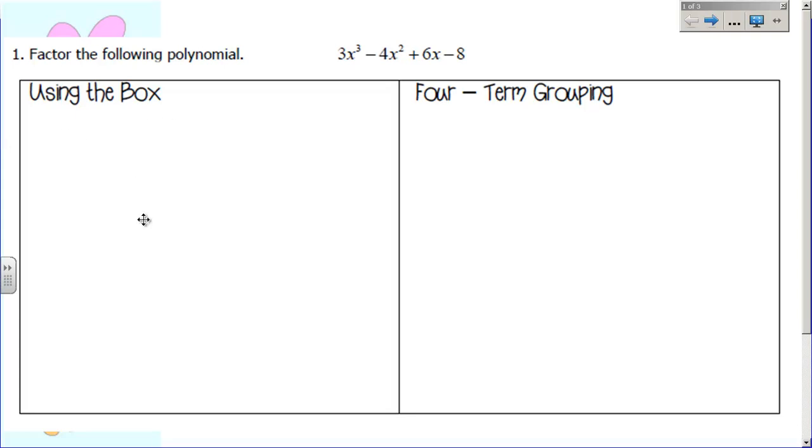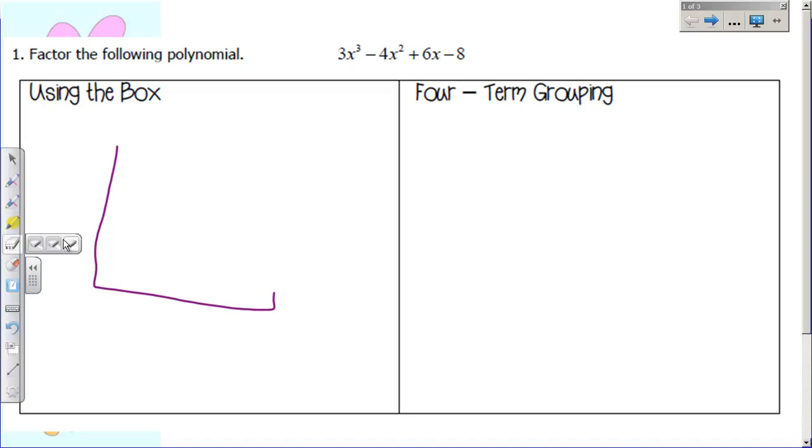So I'm going to do the first example using both methods so that you can see they always get you to the same answer, and then the next few examples I'll alternate back and forth. Using the box method is exactly what it sounds like. You are going to draw a box, and I'm going to draw a prettier box. That's sort of ugly.